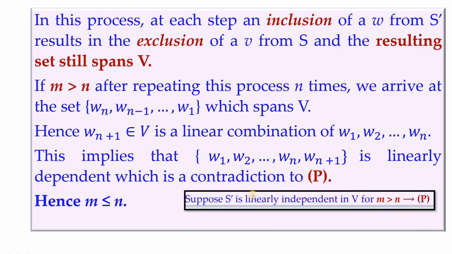So this was statement P. Suppose S prime is linearly independent in V for M greater than N. But here we are getting N plus 1 vectors and it is linearly dependent. So this has more than n vectors, and according to the statement, it should be linearly independent. That's our assumption. We assumed it wrongly, and that's why we are getting a contradiction here.